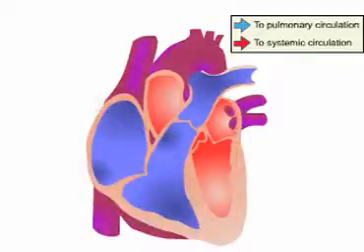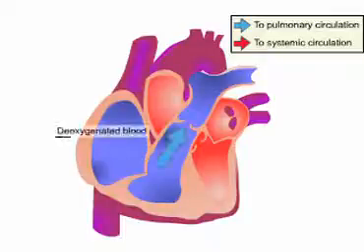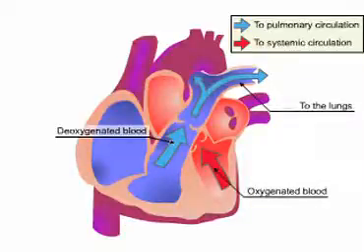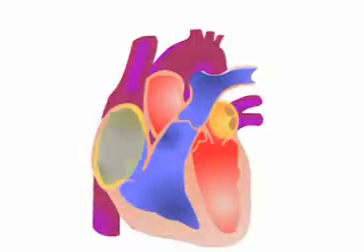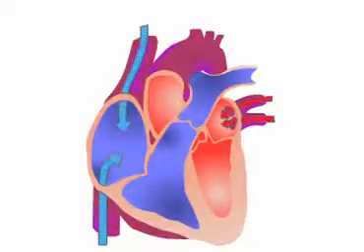Next, the atria relax and the ventricles contract. Deoxygenated blood is pumped out of the right ventricle into the pulmonary arteries, while oxygenated blood is pumped out of the left ventricle to the rest of the body. Valves prevent the backflow of blood from the attached blood vessels to the ventricles. One cardiac cycle is completed, and this happens in less than 1 second.